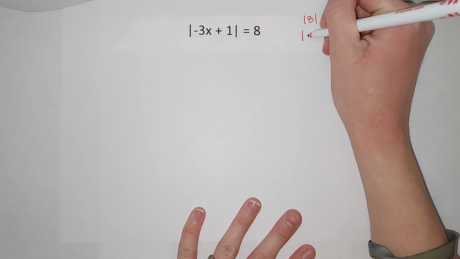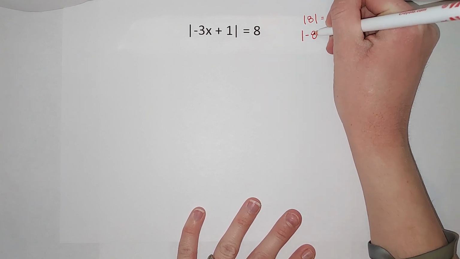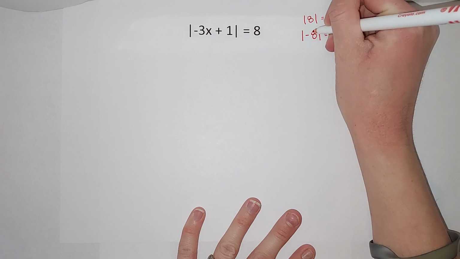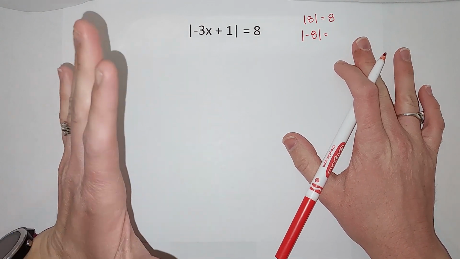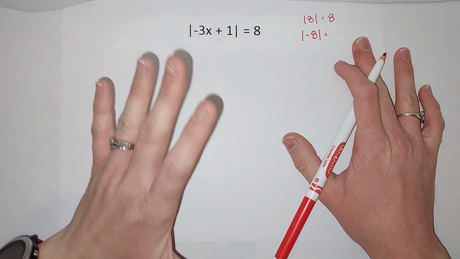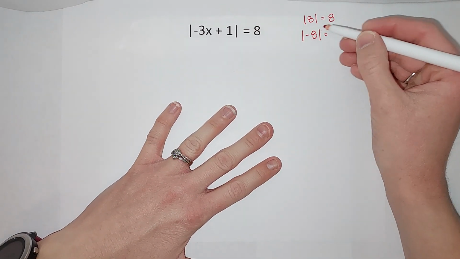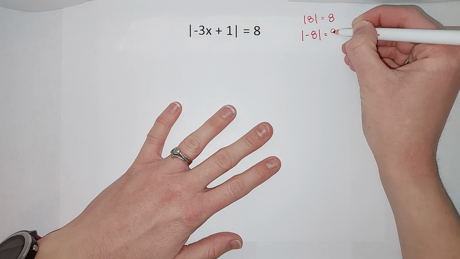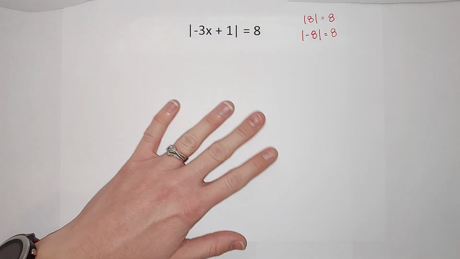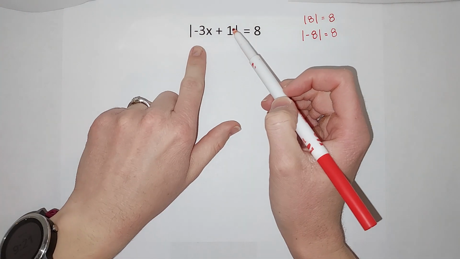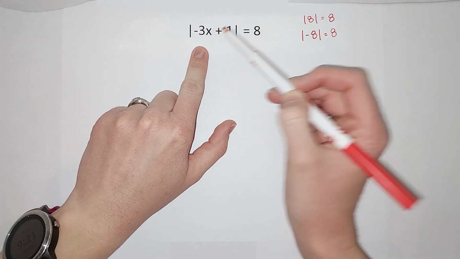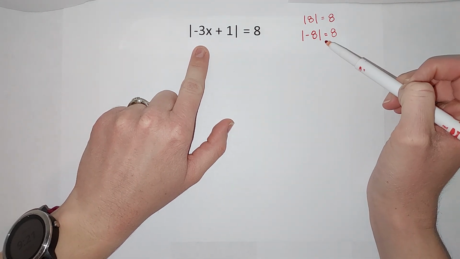If I'm asked the absolute value of -8, again, it's asking for its distance from 0, and you cannot go a negative distance, right? I cannot walk -2 miles, okay? Distance is always positive. So -8 is also 8 units from 0, okay? So when I am solving this, I'm actually going to get 2 answers for x, okay? Because this could equal 8 or it could equal -8, okay?